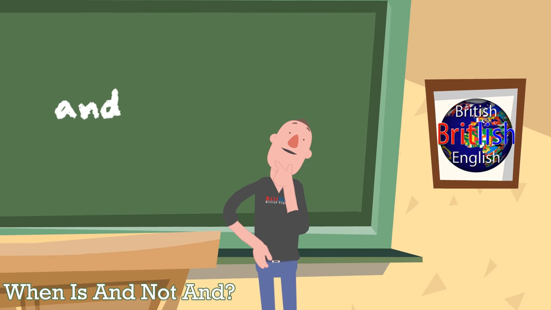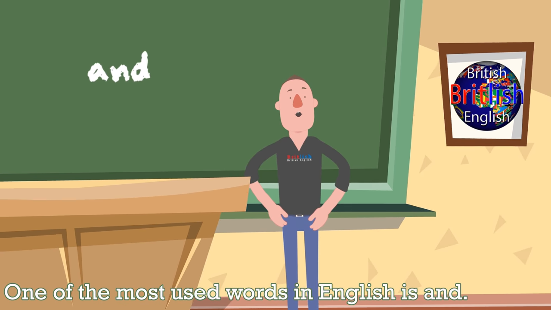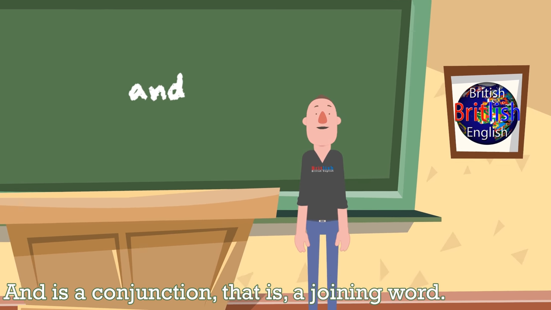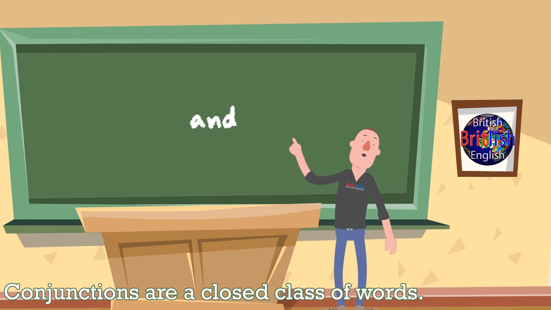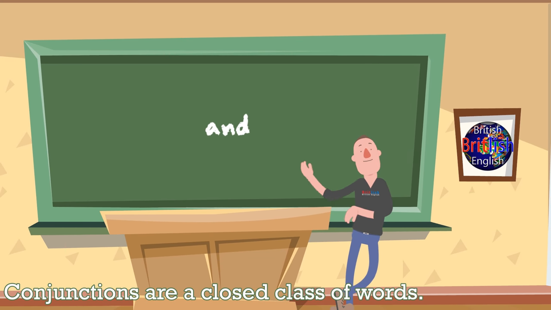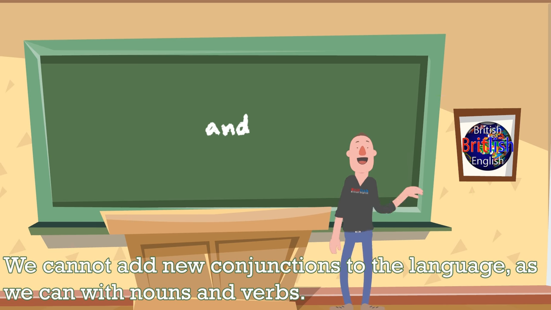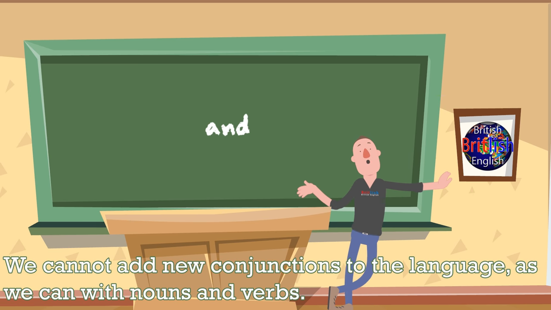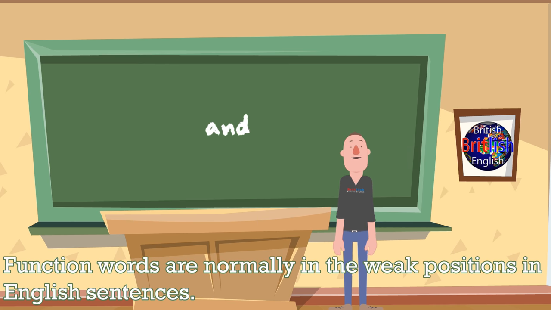When is and not and? One of the most used words in English is and. And is a conjunction, that is, a joining word. Conjunctions are a closed class of words. We cannot add new conjunctions to the language, as we can with nouns and verbs. Closed class words are function words. Function words are normally in the weak positions in English sentences.